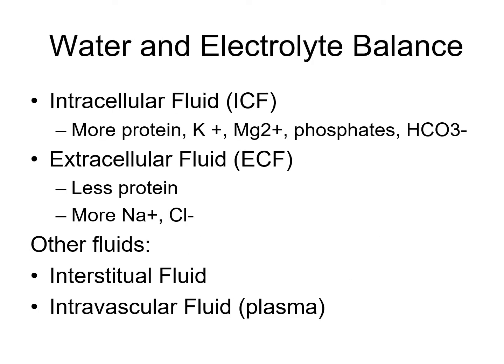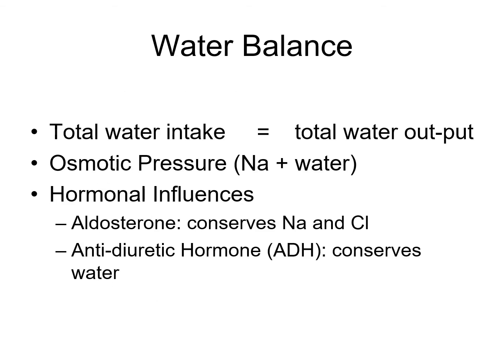The intracellular fluid, or ICF, contains more protein, more potassium, magnesium, phosphates, and bicarbonate, while in the extracellular fluid, there are less proteins and more sodium and chloride. So there are other fluids aside from this. We have the interstitial fluid and the intravascular fluid. So many different fluids that are distributed inside the different compartments of the body. The osmotic pressure in our body fluid is basically controlled by sodium and water.